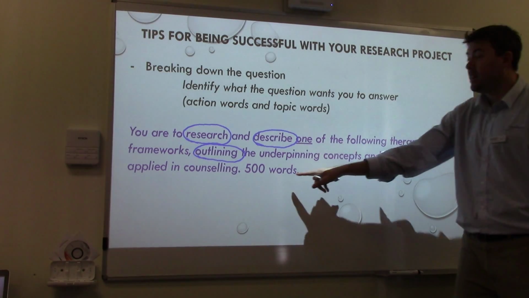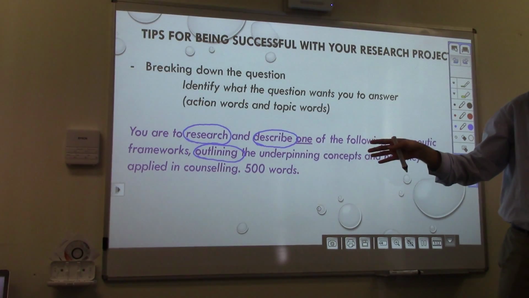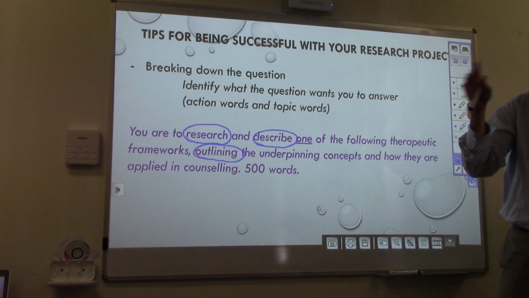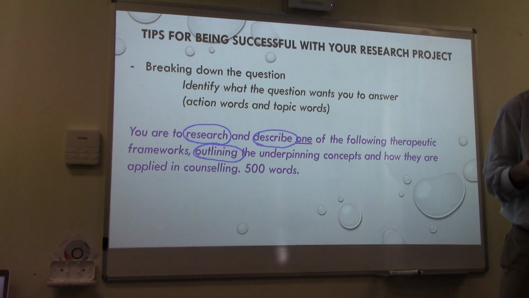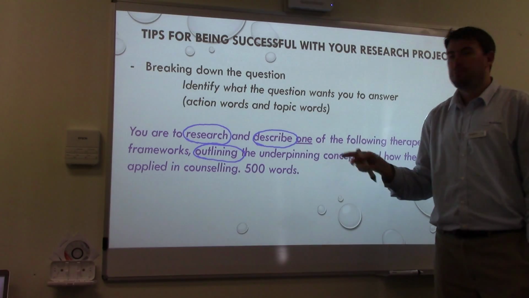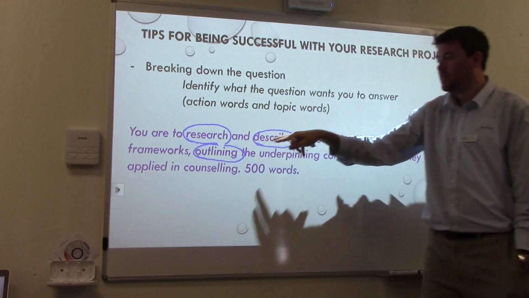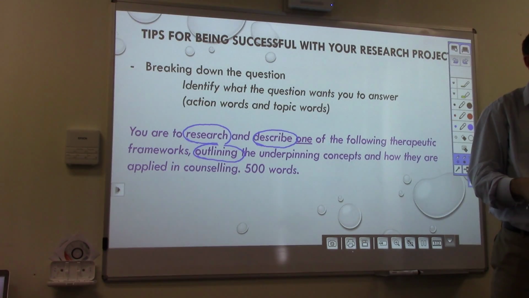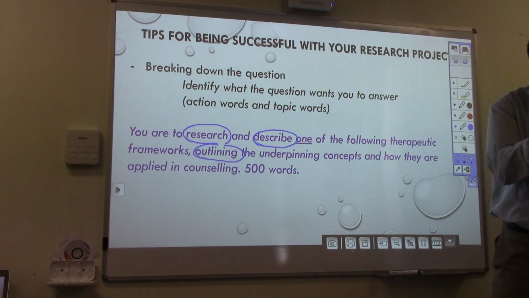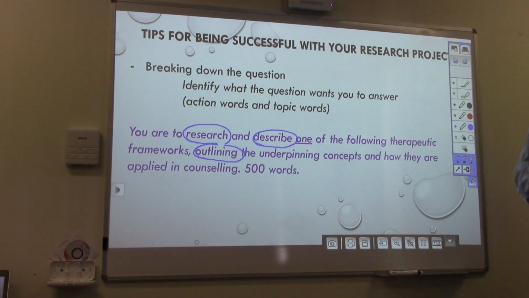It is always important to remember how much you've got to write. Try to stick to your word limit. 10% either way is usually okay. Sometimes 500 words isn't enough, feel free to go over. But you guys are correct. These are the action words. These are the words that tell you what you need to do, what actions you need to take. We haven't even looked at what the topic is yet, but this is the action you need to take. You need to research, you need to describe, and you need to outline.